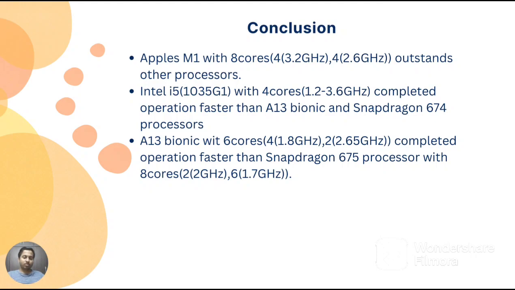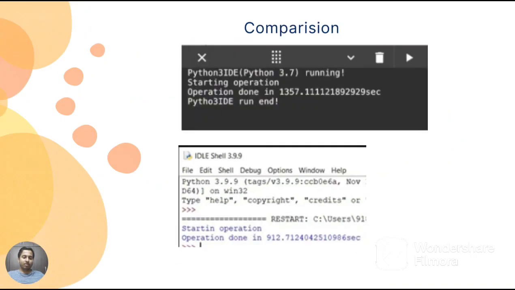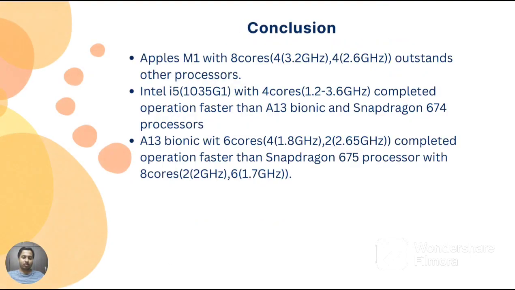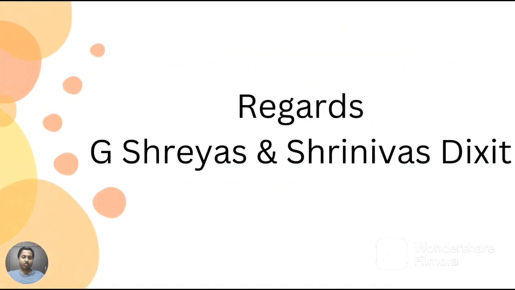We can come to this list because we can see the time comparisons for all the processors, and we also discussed the time taken for the execution in the beginning. So this is the conclusion: the Apple processor, that is the M1 processor, had the upper hand, and hence it is the fastest processor in our experiment.